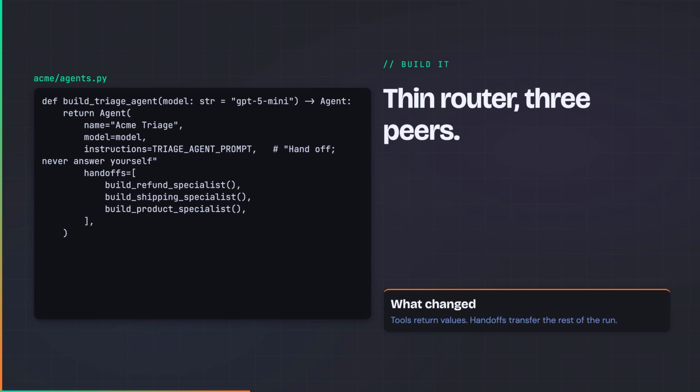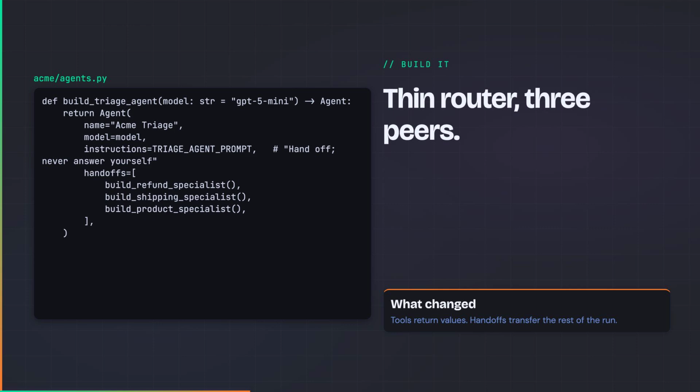Think of build_triage_agent as a switchboard with only transfer buttons. The agent is named Acme Triage, uses GPT-5 Mini, and receives TRIAGE_AGENT_PROMPT. The important field is handoffs. It lists build_refund_specialist, build_shipping_specialist, and build_product_specialist. The prompt says handoff and never answer yourself, so this agent routes instead of solving the ticket.